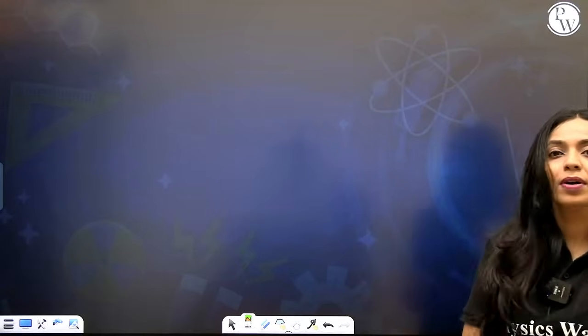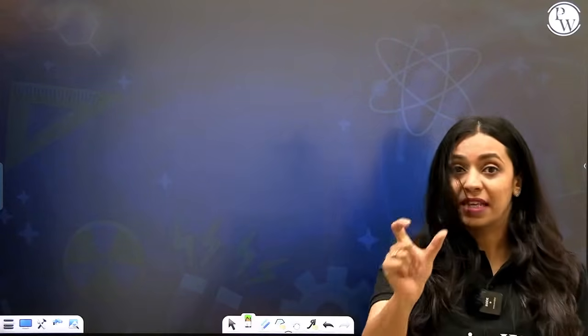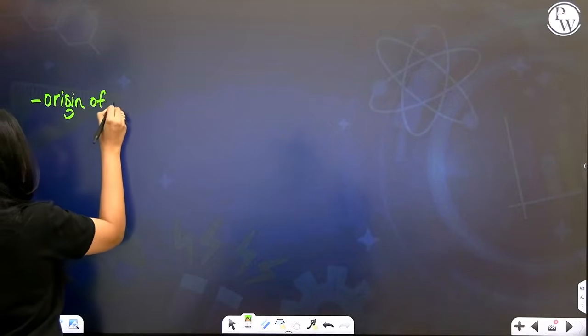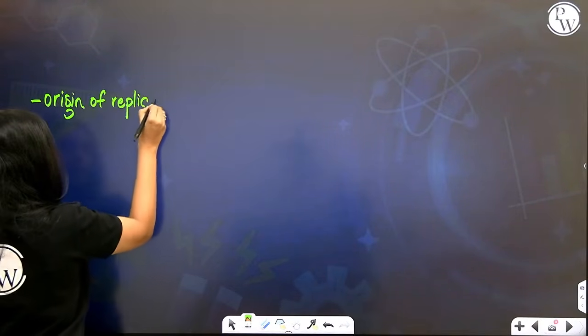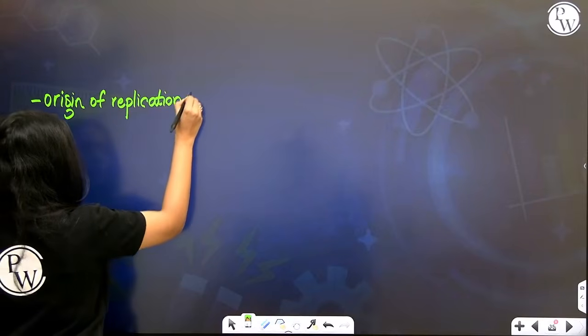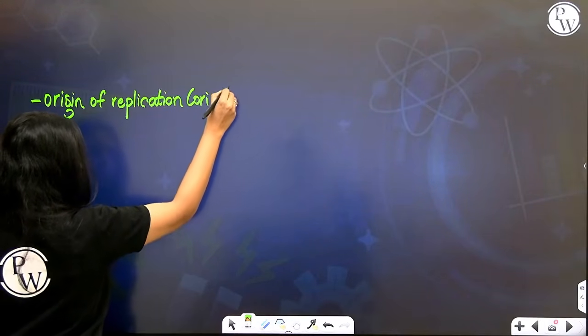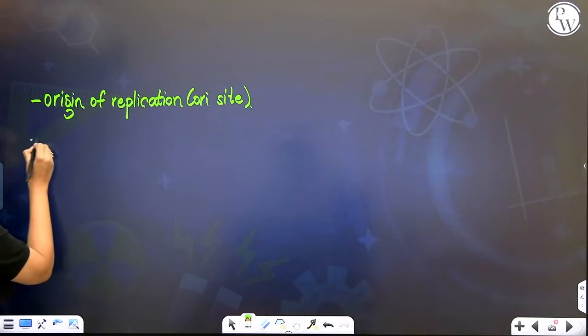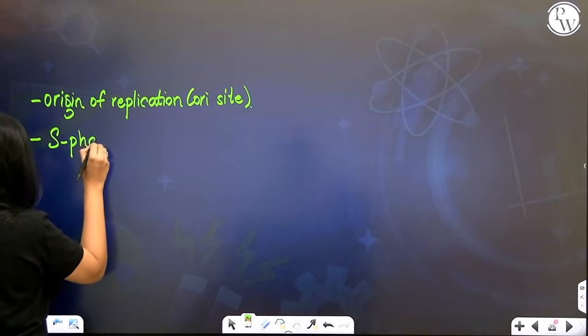First thing we have to remember about DNA replication is that it cannot begin anywhere in the DNA molecule. There is a specific sequence of nucleotides at which replication will start. That is called the origin of replication. It's also called the ORI site. In eukaryotic cells, replication happens in the S phase of the cell cycle.